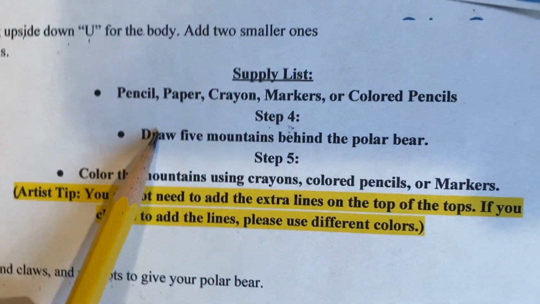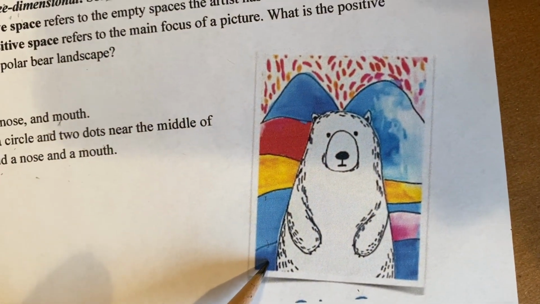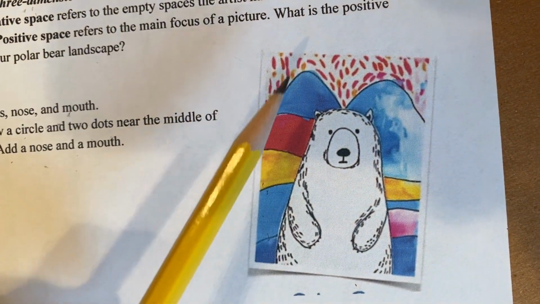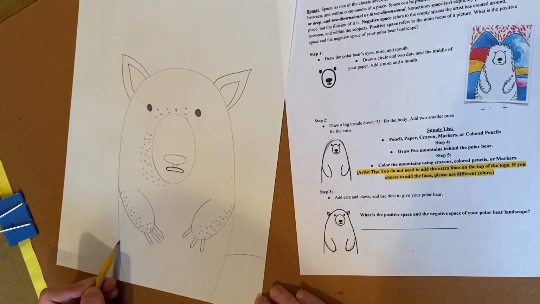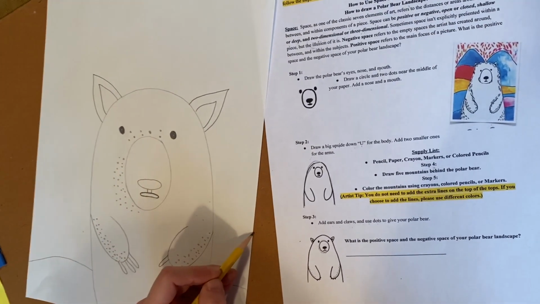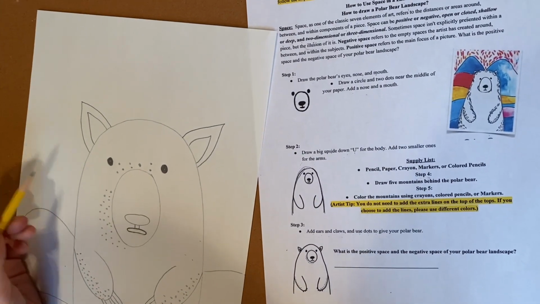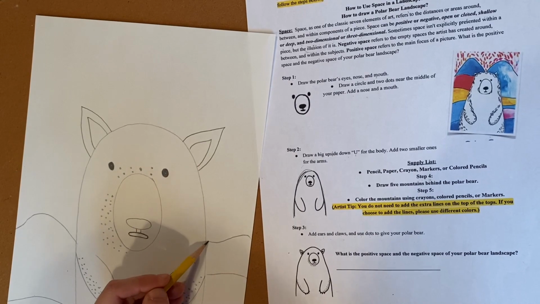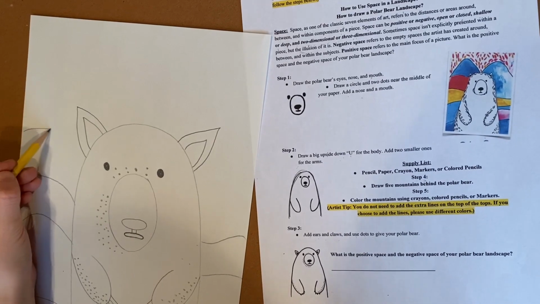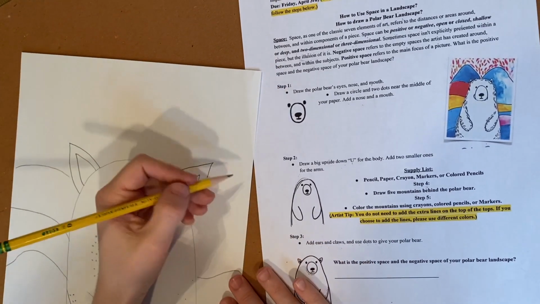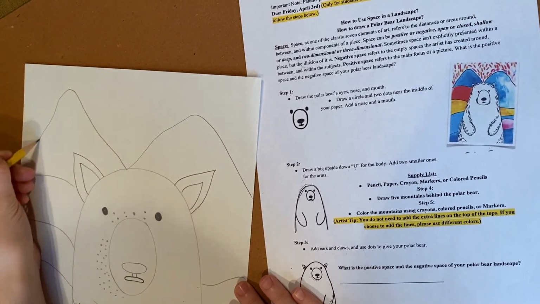Step 4 is to draw 5 mountains behind the polar bear. So look at the picture. Let's count 1, 2, 3, 4, and 5. Let's draw the 5 mountains. 1, 2, 3, 4, and 5.